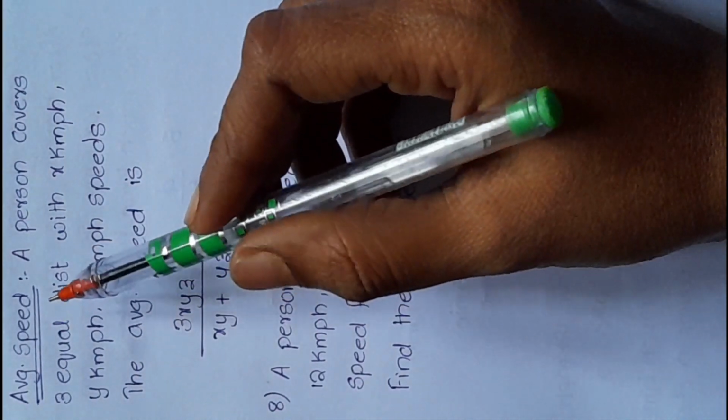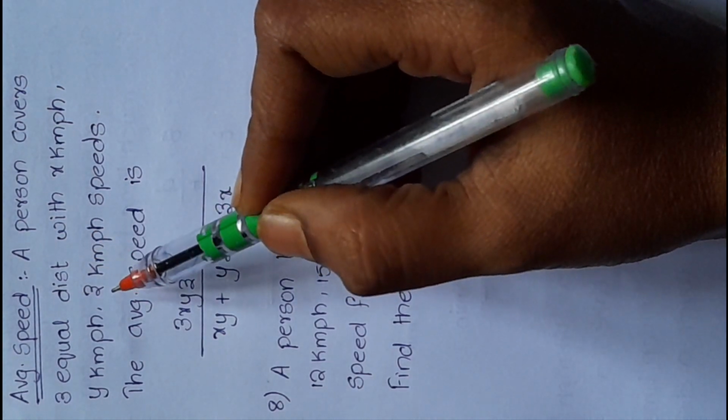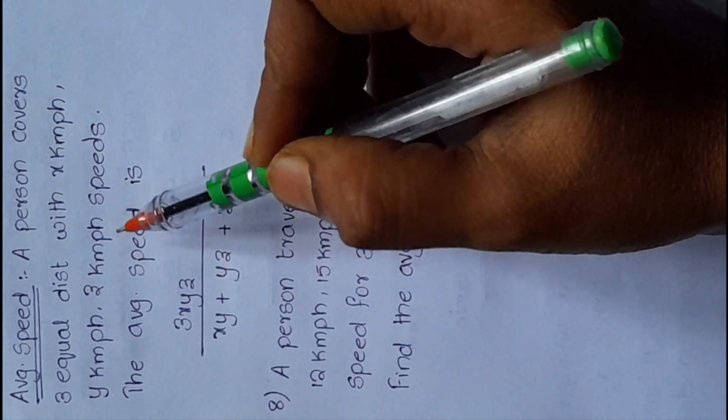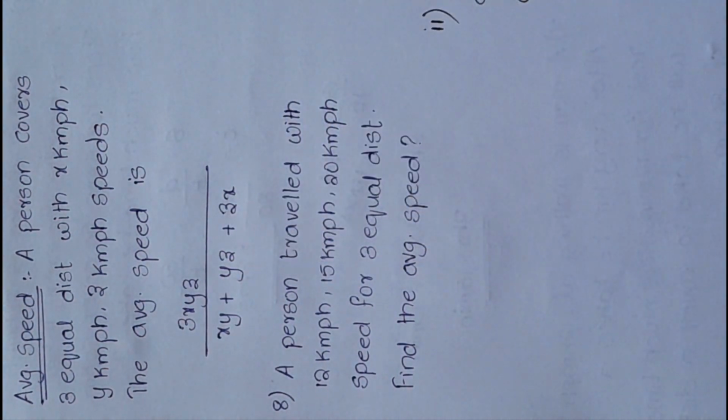Now let us see a note point, average speed. A person covers 3 equal distances with x kilometers per hour, y kilometers per hour and z kilometers per hour speed. The average speed is 3xyz by xy plus yz plus zx. Let us see a question.